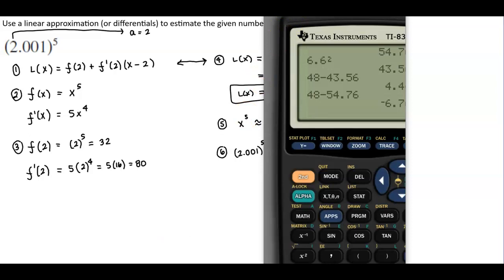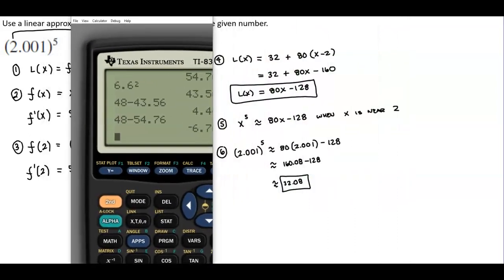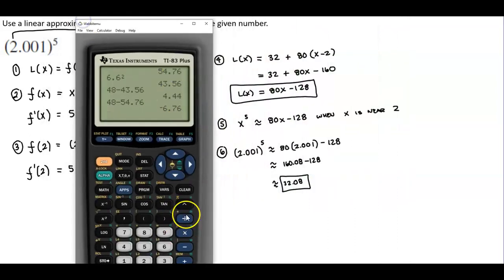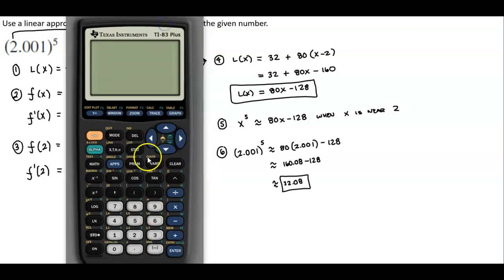So let's check our result on the calculator. If we take 2.001 and raise it to the fifth power, we get approximately 32.08. By using the linearization function, we were able to plug that number in to get the actual number, as we see when we plug it into our calculator.